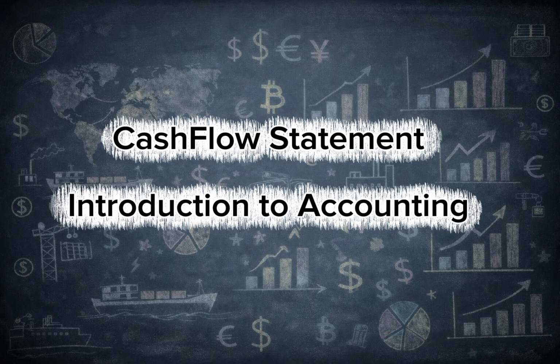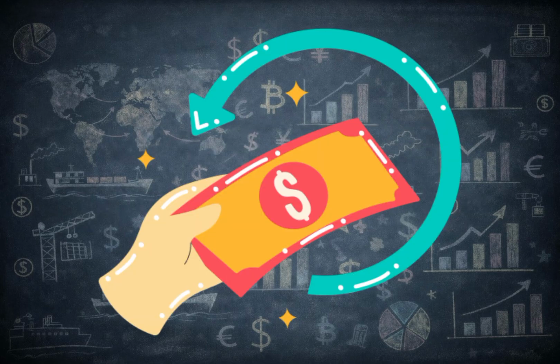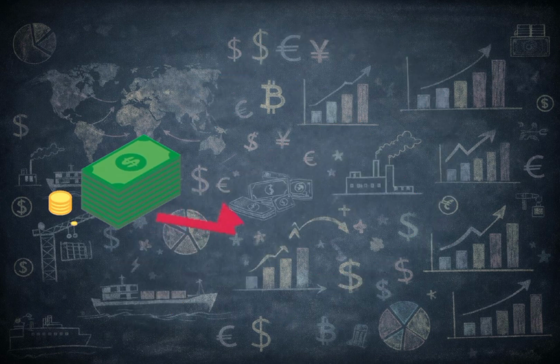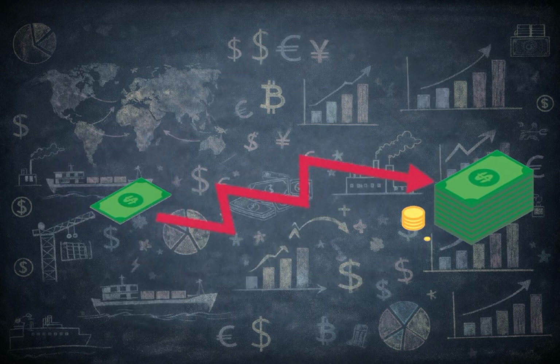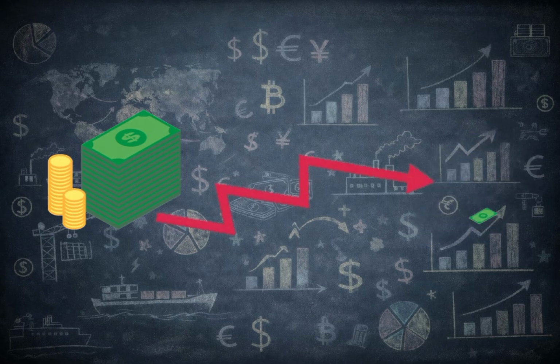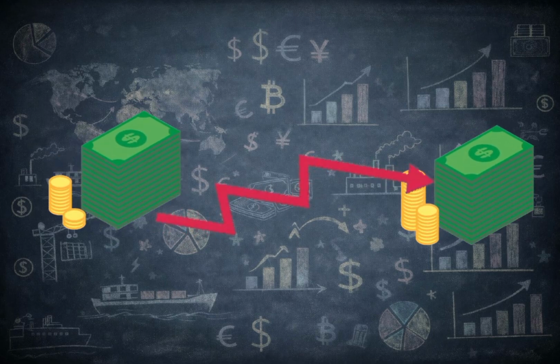Today we'll be discussing the topic cash flow statement in the course Introduction to Accounting. The cash flow statement is one of the major financial statements we prepare at the end of an accounting period. It shows us how cash comes into the business and how cash goes out of the business during that accounting period. The cash flow statement is used to reconcile the difference between our cash balance at the beginning of the period and our cash balance at the end of the period.